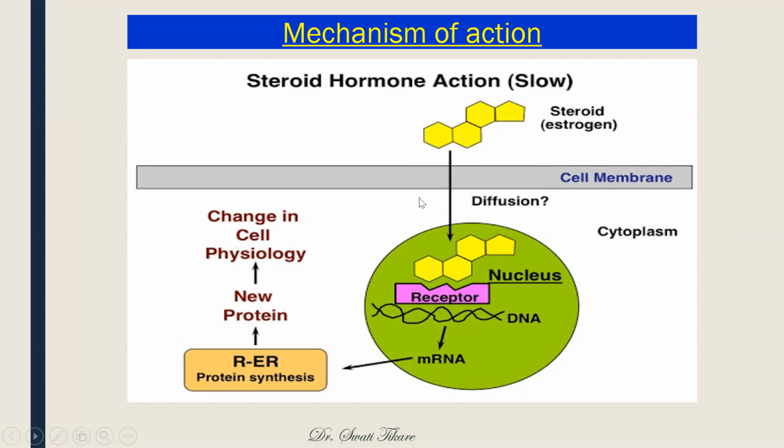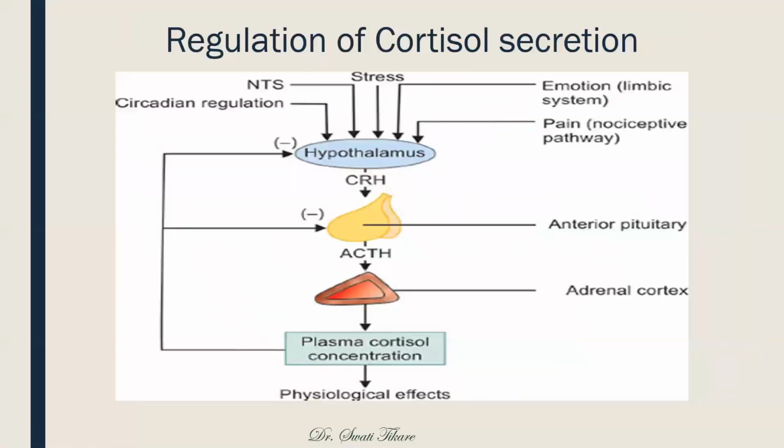There are receptors in the cytoplasm. They bind, then the hormone receptor complex enters inside and binds to a particular part of the DNA to produce the corresponding mRNA, and this mRNA moves out and there is protein synthesis. The new protein that is formed is bringing about the action. So this is the mechanism of action which is known to you.